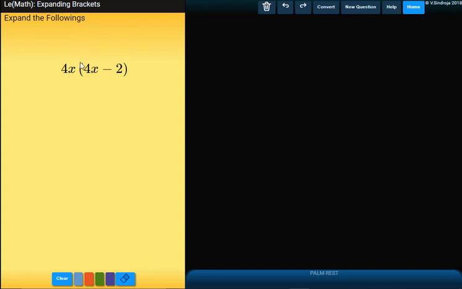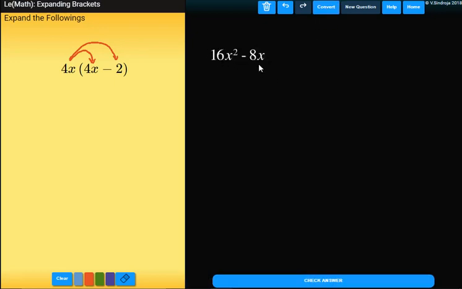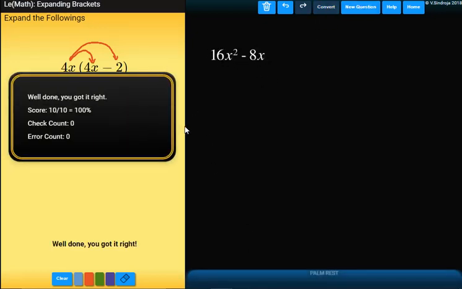So what you have to do is take each term inside the bracket and multiply by the one on the outside. So 4x times 4x is 16x squared, and 4x times 2, but you have to think about the sign in the middle, so that minus does belong to that 2. So it's actually 4x times negative 2, which would be negative 8x. Let's convert that, and let's check the answer. So that's how you expand that bracket. Let's have a look at another one.